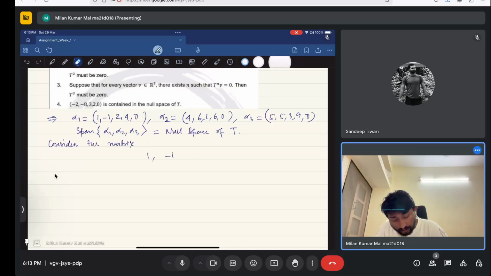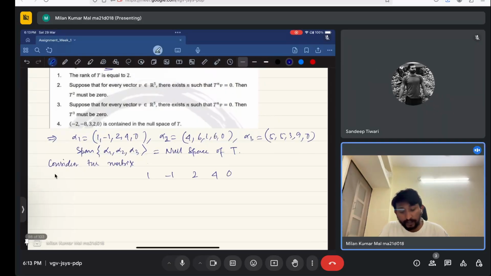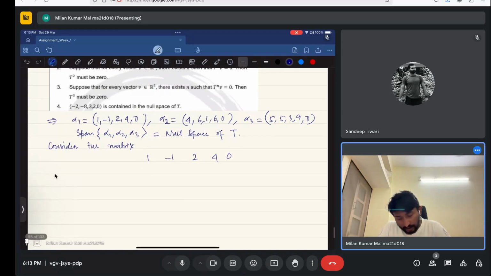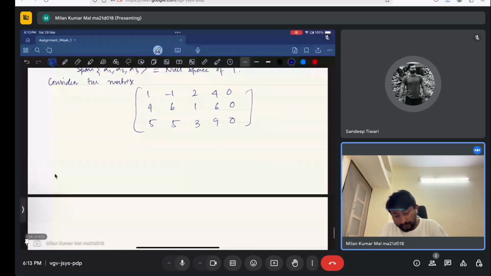1, -1, 2, 4, 0. Option 2 says: suppose that for every vector v there exists an n such that T to the power n equals 0, then T square must be 0. Then 4, 6, 1, 6, 0. Statement B is the same as the option C, only T square is written in place of T to the power 3. Then 5, 5, 3, 9, 0. So you have to check whether this matrix has rank 3 or not.